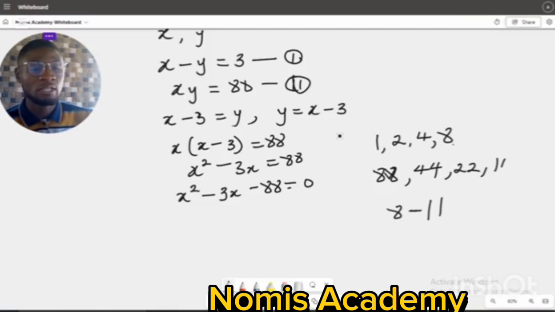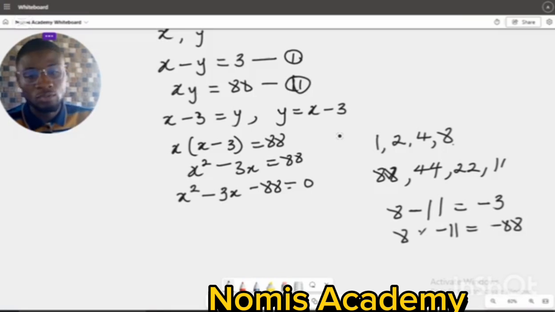If I have 8 minus 11, I will definitely have minus 3 when adding together. And plus times minus will still leave me with minus, so 8 multiplied by minus 11 gives me minus 88. So I can work with 8 and minus 11. To factorize it, I'll just open my brackets, then distribute x: x plus 8, and then x minus 11.